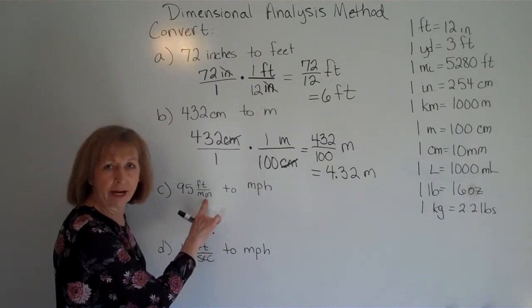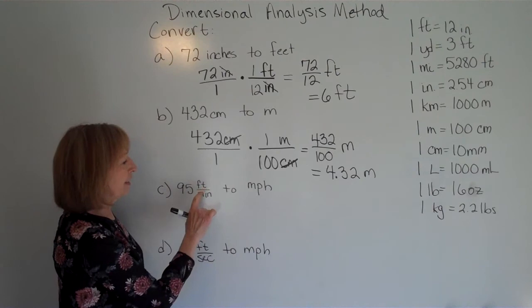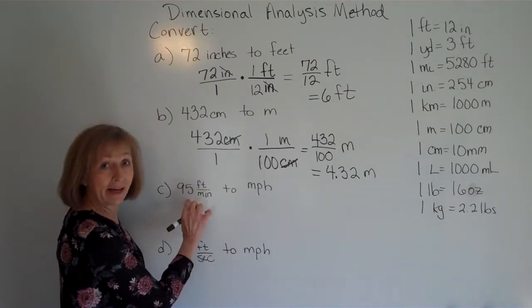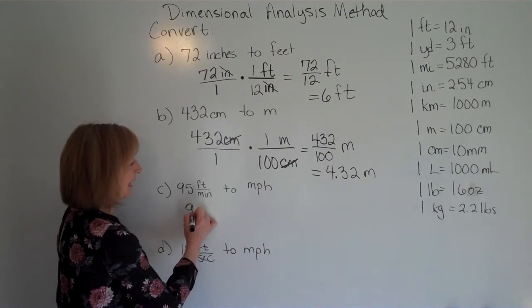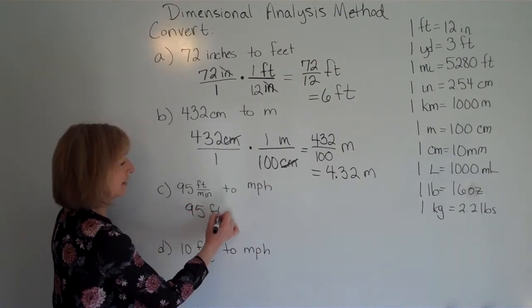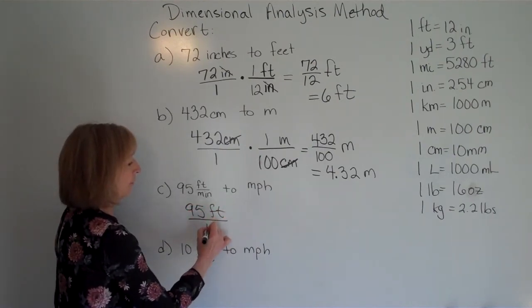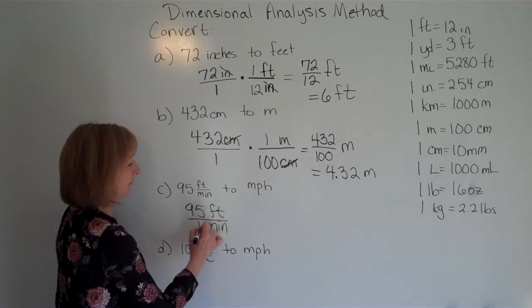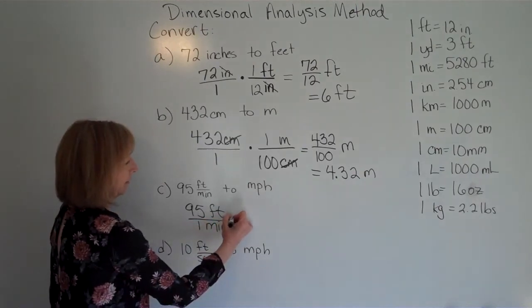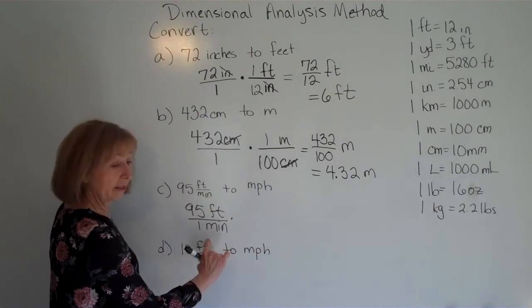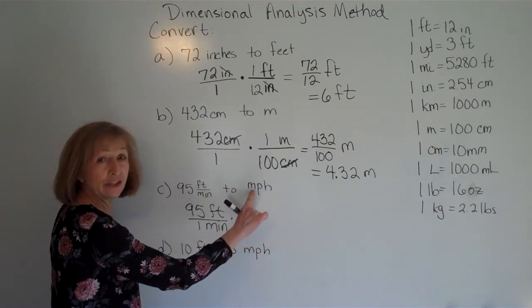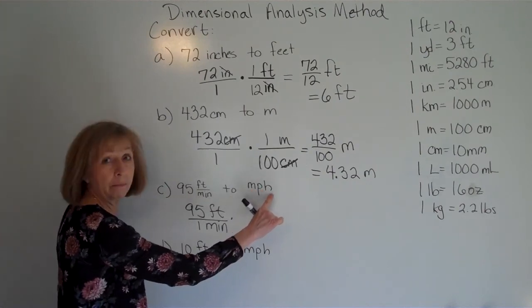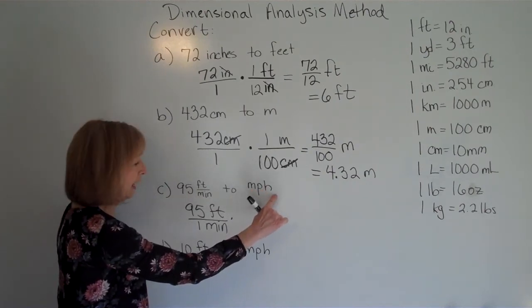Okay, how about the next one? Here my units are a fraction. So when I have feet per minute, and it's 95 times that, it's 95 over 1, so that's 95 feet per every 1 minute. So that's just rewriting this in a form that gets ready to do the process. Now I want to change this to miles per hour. Remember, MPH means miles per hour.